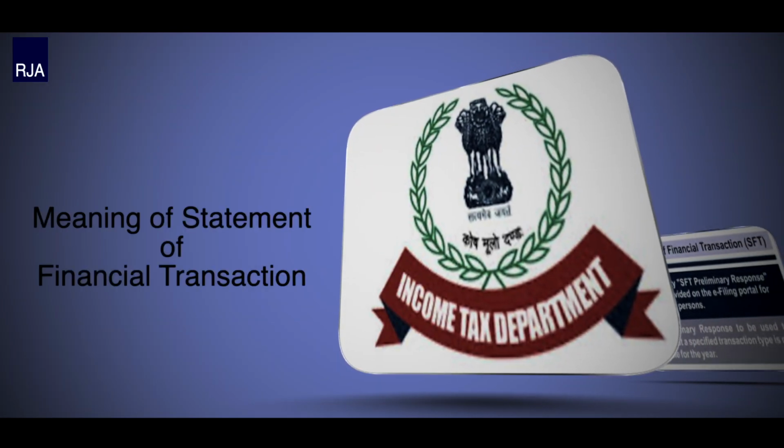So what exactly is the statement of financial transaction? Under Rule 114E of the Income Tax Rules 1962, every banking firm or cooperative bank that provides bank account services and is subject to the Banking Regulation Act 1949 must record the transaction where, first, a cash deposit of Rs 10 lakh or more in one or more accounts of an individual has been observed in a particular financial year, or any cash payments totaling Rs 10 lakh or more in a financial year are made for bank drafts, pay orders, bankers' cheques, and prepaid instruments issued by the RBI as per Section 18 of the Payment and Settlement Systems Act 2007.